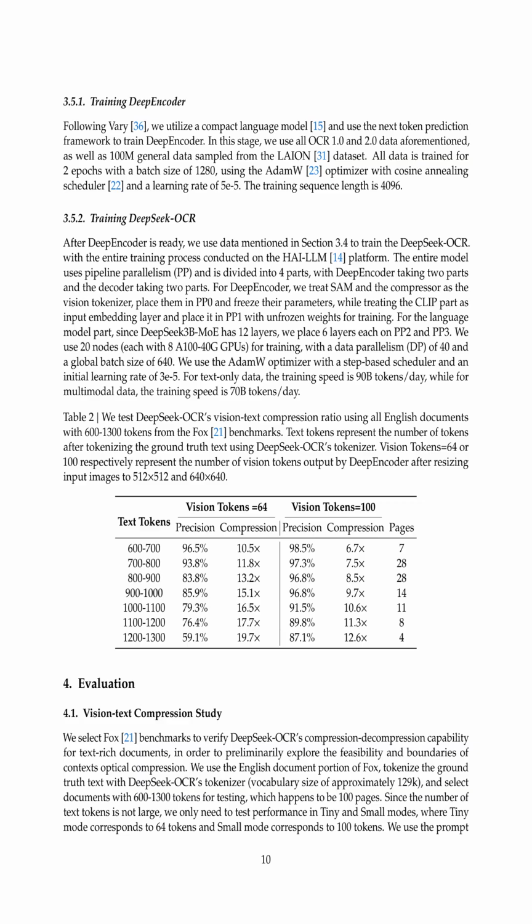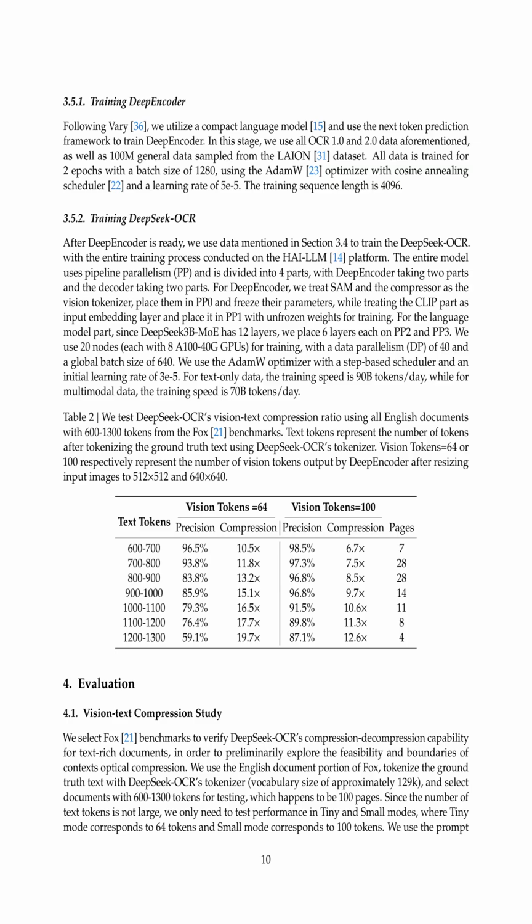4. Evaluation. 4.1. Vision-Text Compression Study. We select the Fox benchmark to verify DeepSeek-OCR's compression-decompression capability for text-rich documents. In order to preliminarily explore the feasibility and boundaries of context optical compression, we use the English document portion of Fox, tokenize the ground truth text with DeepSeek-OCR's tokenizer, vocabulary size of approximately 129K, and select documents with 600 to 1300 tokens for testing, which happens to be 100 pages.